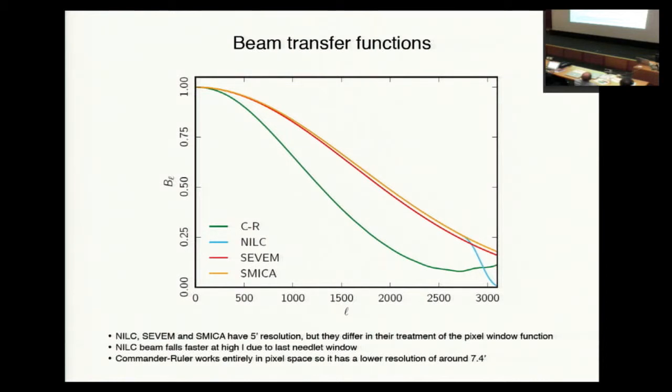And Commander-Ruler is slightly lower resolution. It works in pixel space. That's a resolution of around 7.4 arc-minutes.